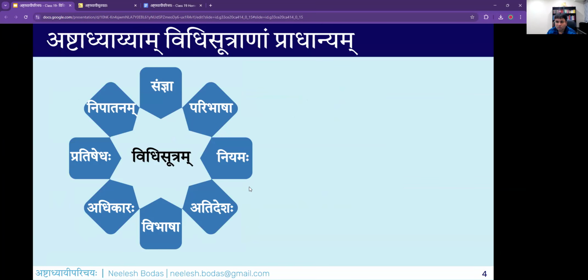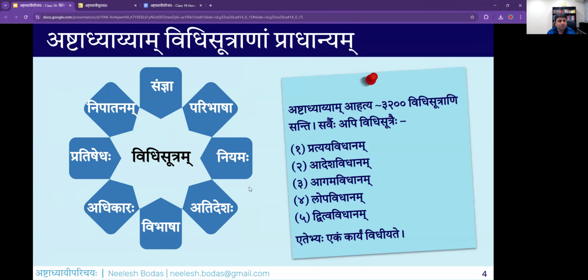प्रारभामहे. So 2 classes ago, we saw that out of all different 10 types of sutras, say Samya, Paribhasha, Niyama, Atidesha, and so on, you can create your own types also. But the Vidhi Sutra is the most fundamental type. There are more than 3000 Vidhi Sutras in Ashtadhyayi. These are the sutras that actually do the work, the crux of the Sutra Patha. And the work that these Vidhi Sutras do is of 5 types: Pratyaya Vidhanam, Adesha Vidhanam, Agama Vidhanam, Lopa Vidhanam, and Dvitva Vidhanam.